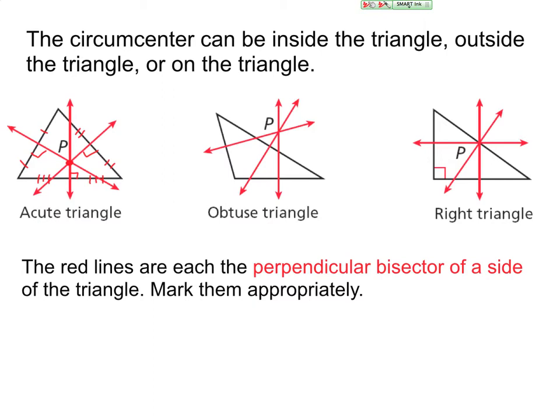If you started with an obtuse triangle, when you do the perpendicular bisector of each side, perpendicular bisector, notice that they meet outside the triangle. And if it's a right triangle, this one's perpendicular there, bisecting. Where do they all meet? The hypotenuse, and actually the midpoint of the hypotenuse.